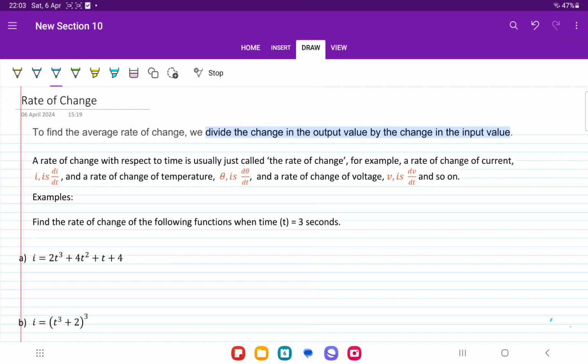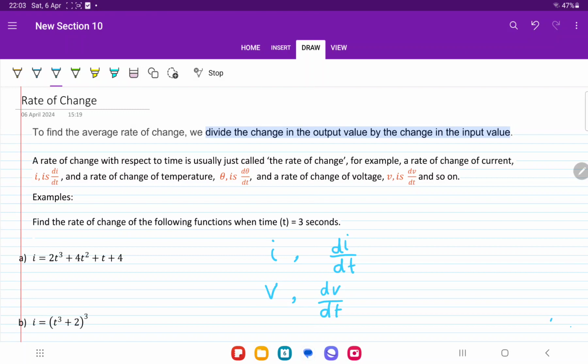To find the average rate of change, we basically divide the change in the output value by the change in the input value. Let's say we have current or voltage. If the question asks us to find the rate of change of current, that's going to be di over dt. And if the question asks to find the rate of change of voltage, it means dV over dt. As you can see, for both examples it's with respect to time, t, yeah?